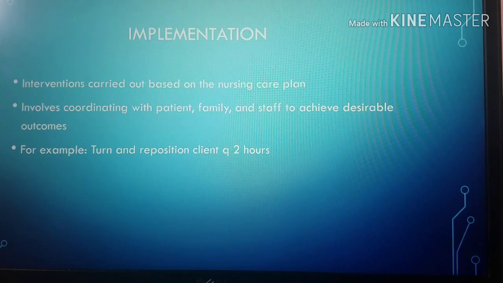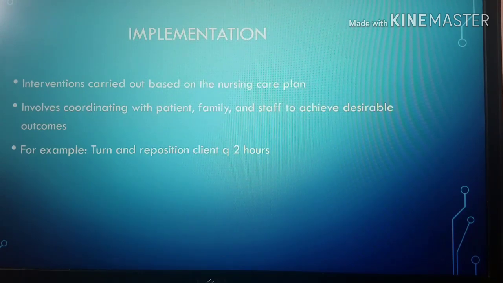Okay, and so here's my implementation. So implementation is, what are the interventions that I'm going to perform based on the fact that I just said this patient is at risk for impaired skin integrity, or this patient has impaired skin integrity. So a good one would be turn and reposition the client every 2 hours. There's a lot of interventions, right? We would never just perform one intervention. Maybe I want to order the special mattress, air mattress, that's going to decompress and compress to prevent this patient from being on their bony prominences for too long.